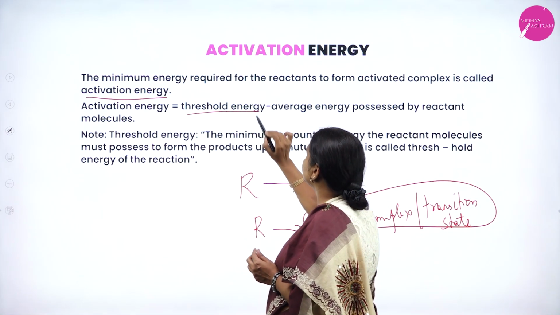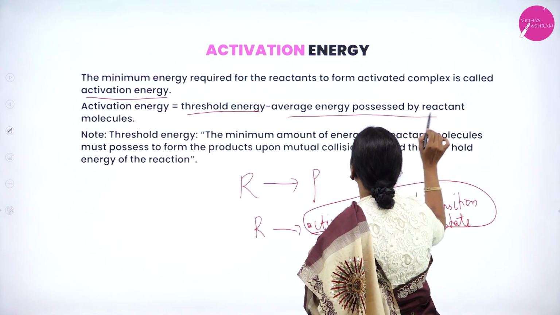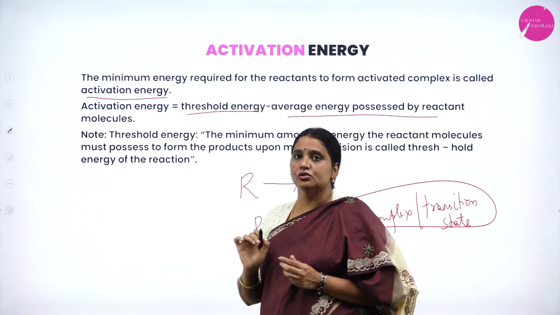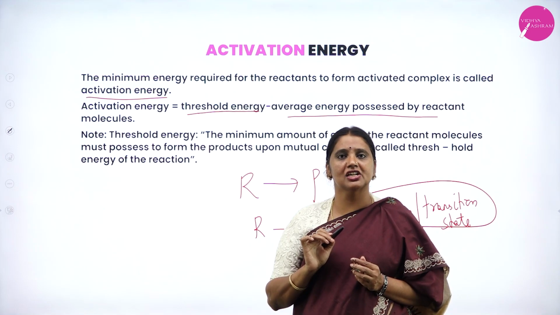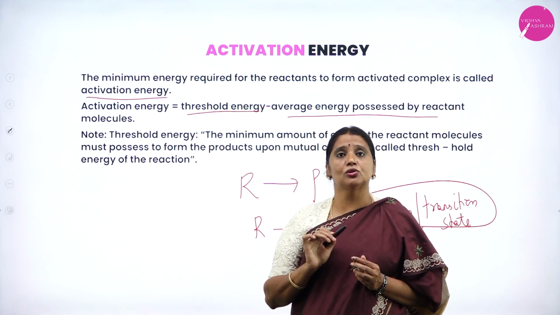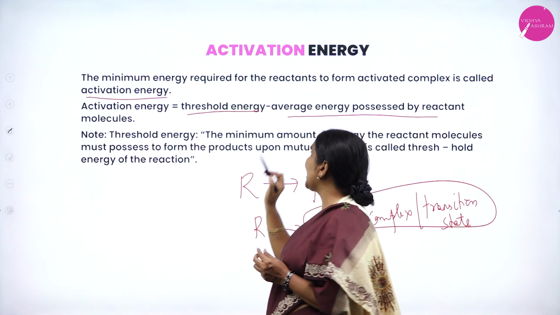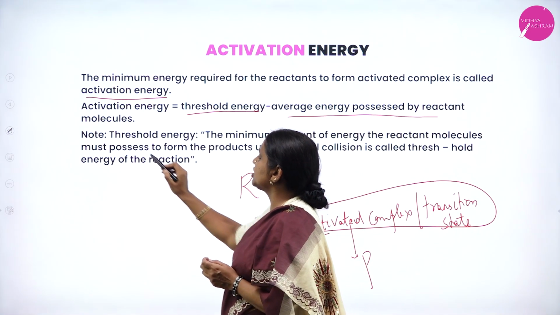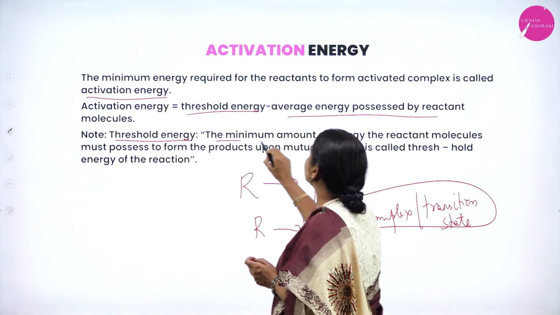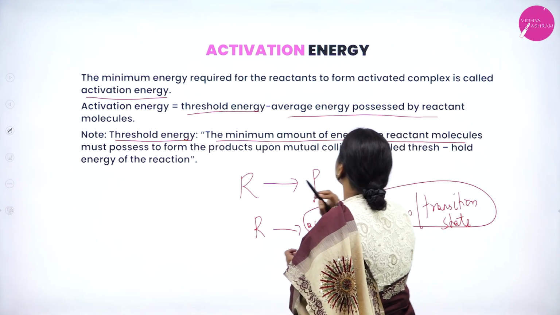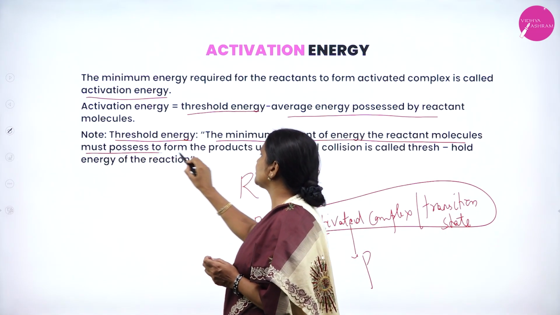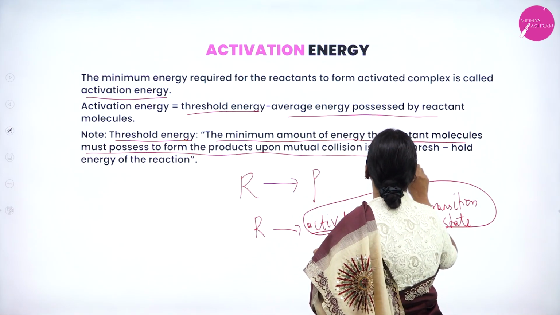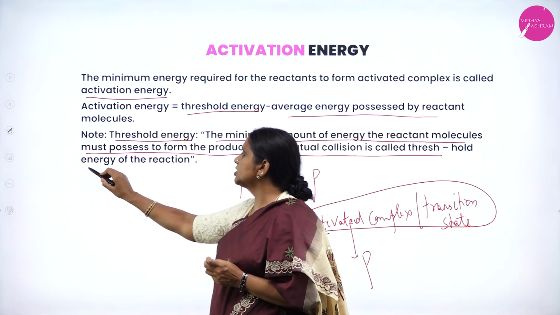Activation energy is equal to threshold energy minus the average energy possessed by the reactant molecules. How do you calculate activation energy? Activation energy is equal to threshold energy minus the average energy possessed by the reactant molecules. What is threshold energy? Threshold energy is the minimum amount of energy the reactant molecules must possess to form the product upon mutual collision.